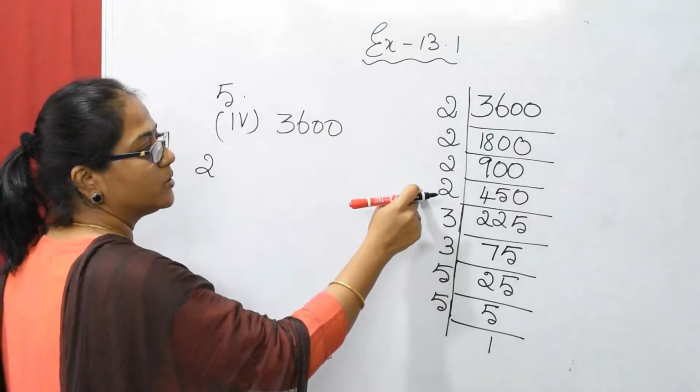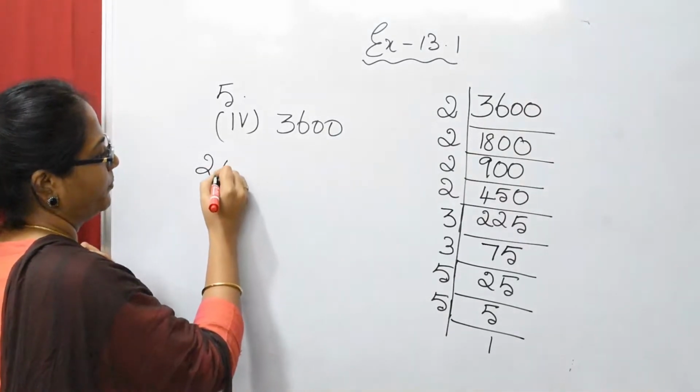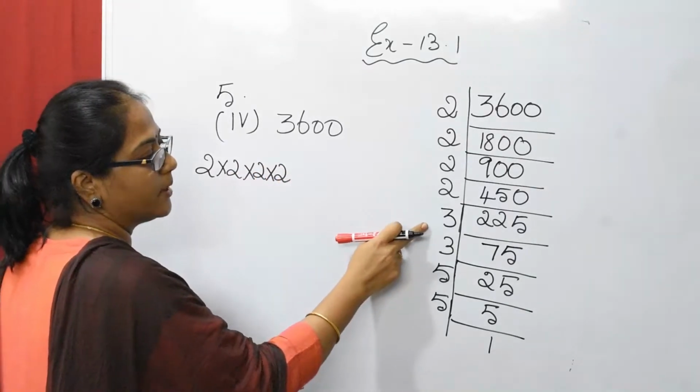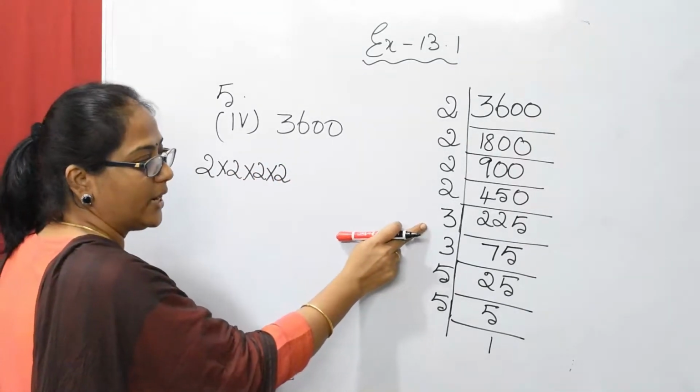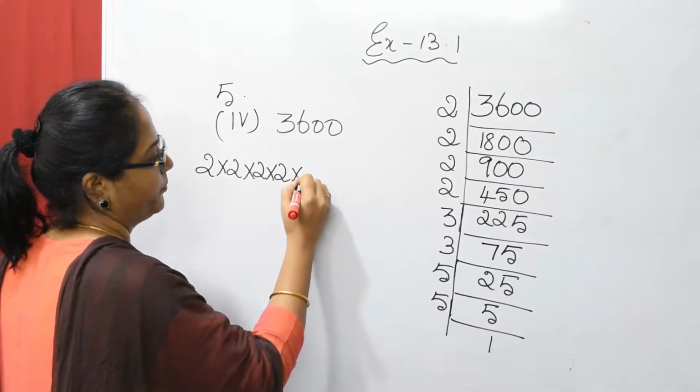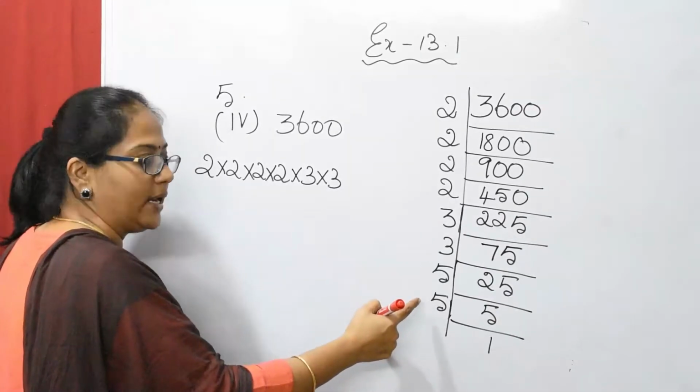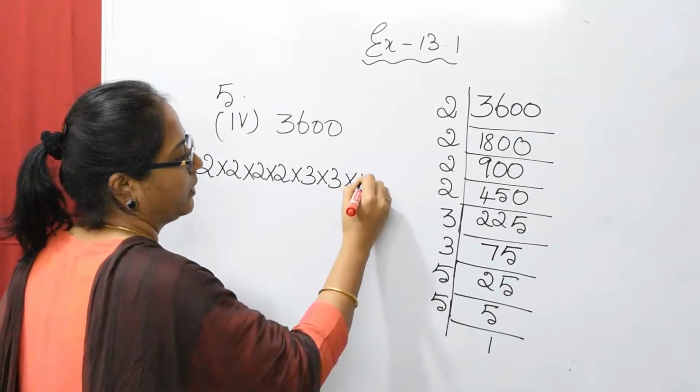So how many times is 2 repeated? 4 times. The next prime number, 3, is repeated 2 times. And now the next prime number, 5, is repeated twice.